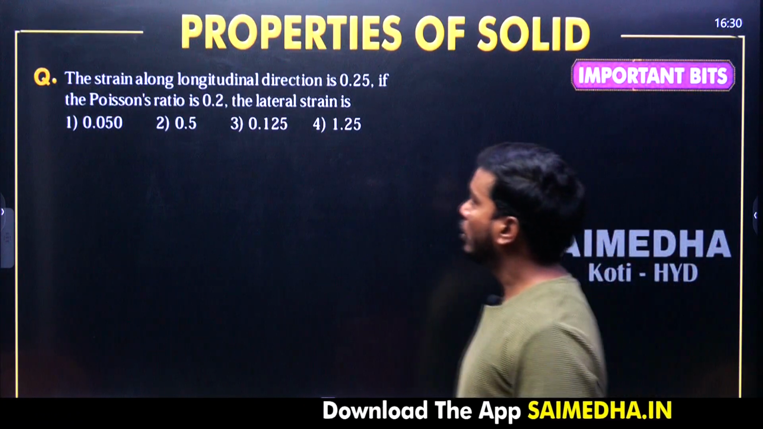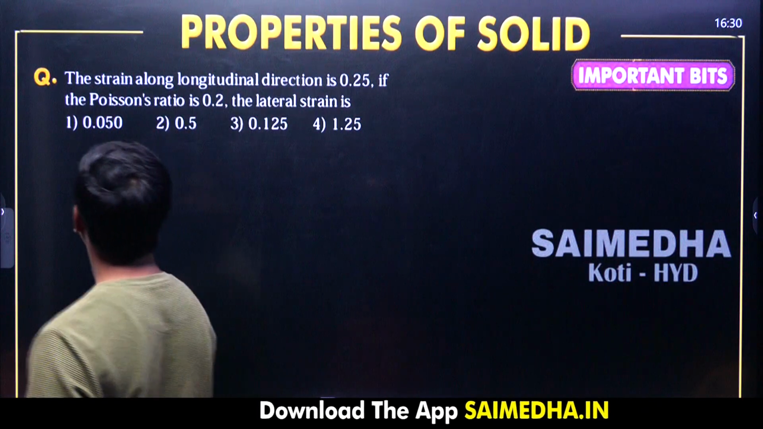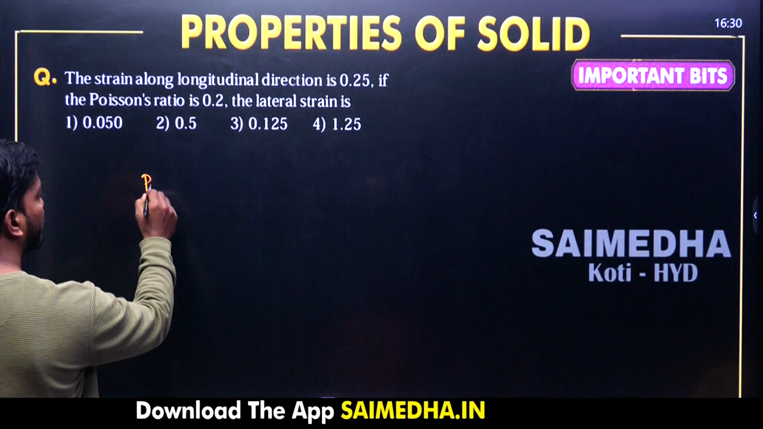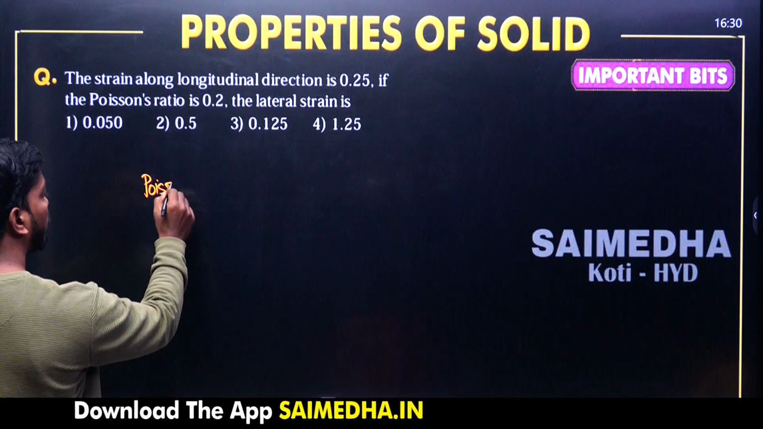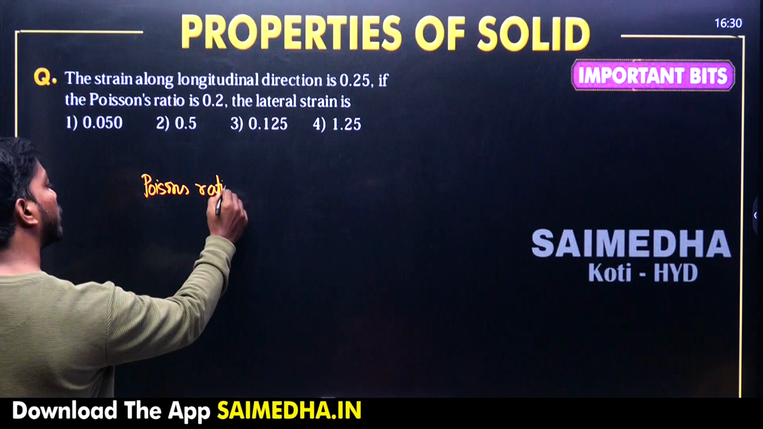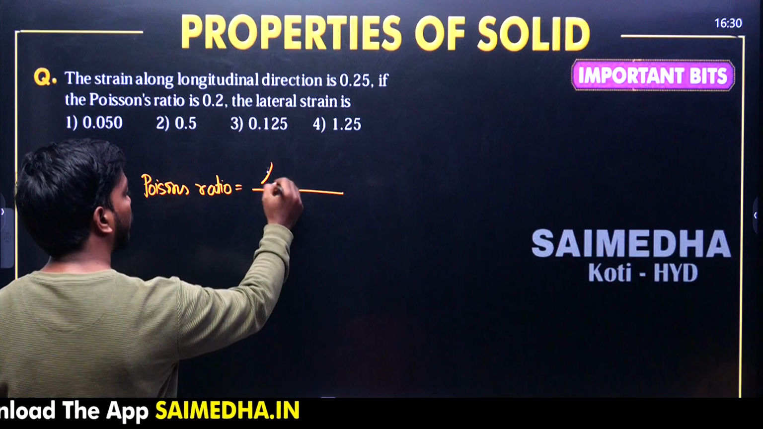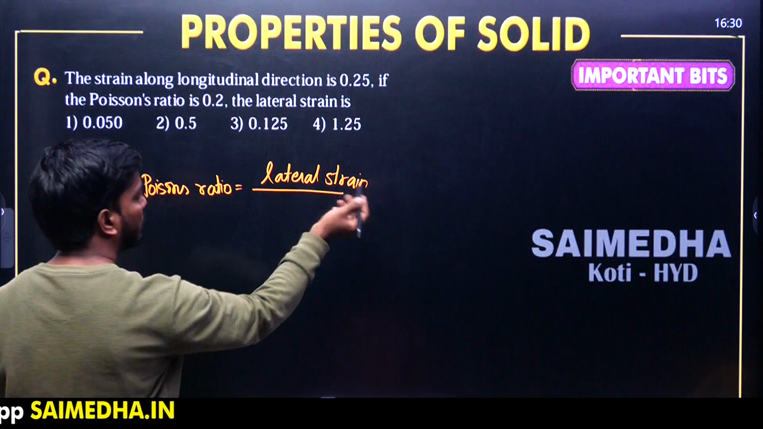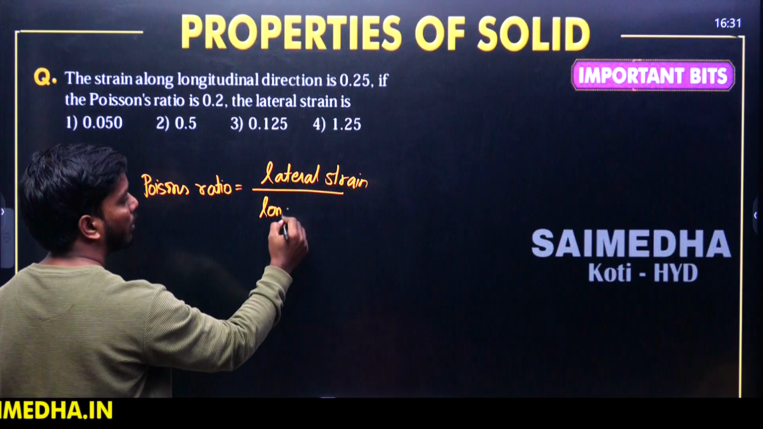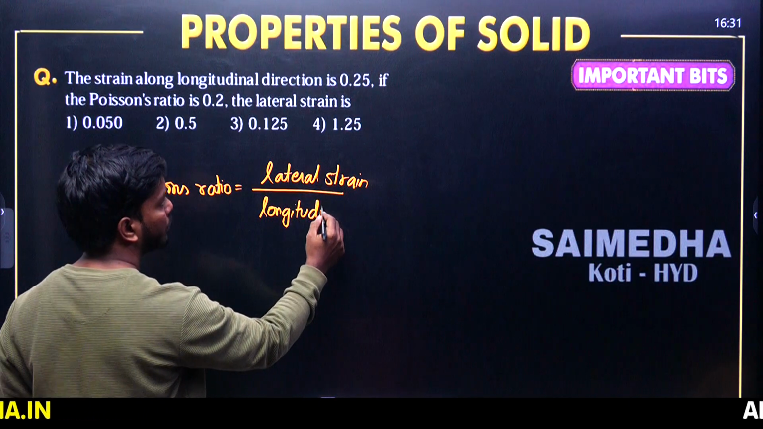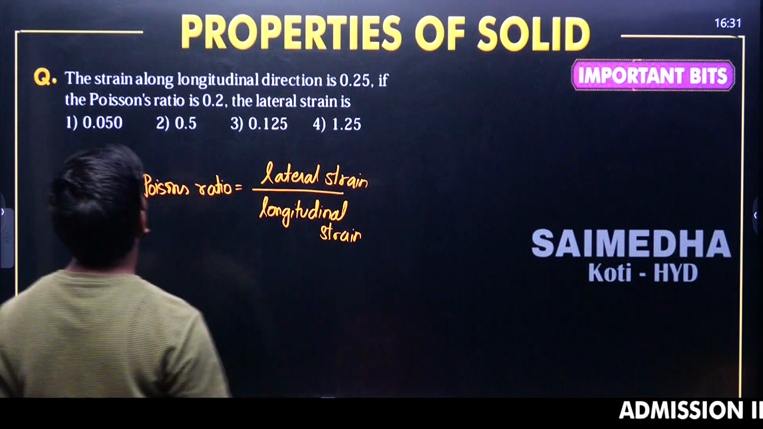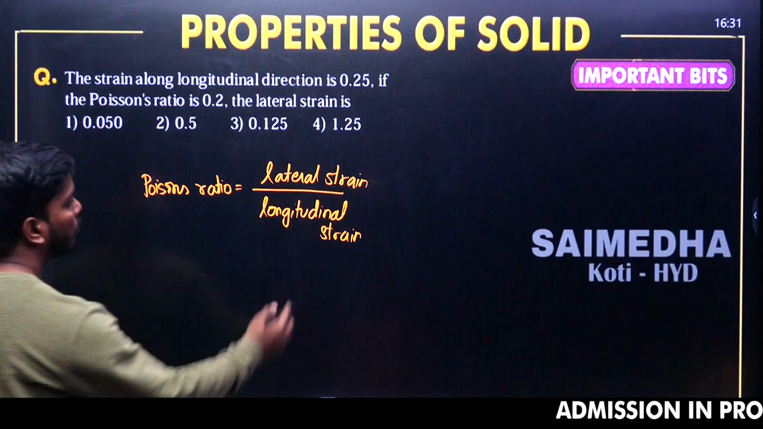The strain along the longitudinal direction is 0.25, Poisson's ratio 0.2, then lateral strain is? We know the formula, Poisson's ratio is equal to lateral divided by longitudinal, irrespective of sign. He is asking only the number, so we are not using the sign here. If sign is there, then you can use it. The strain along the longitudinal direction is 0.25.